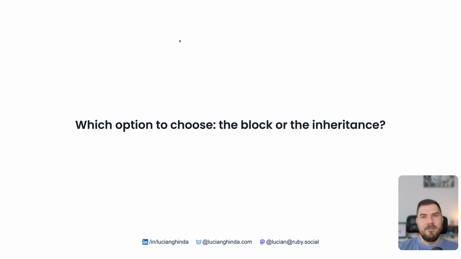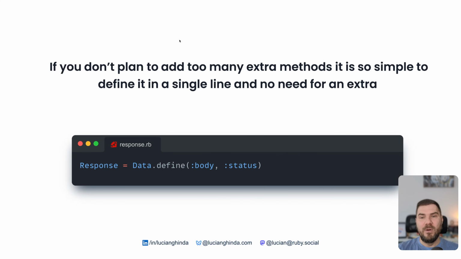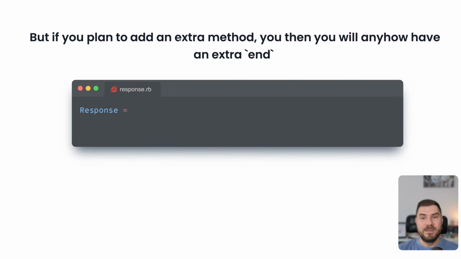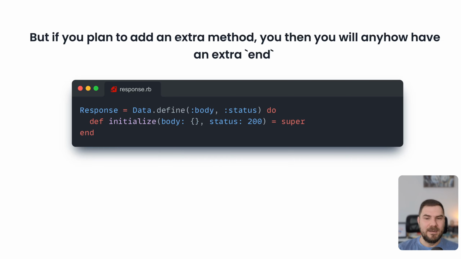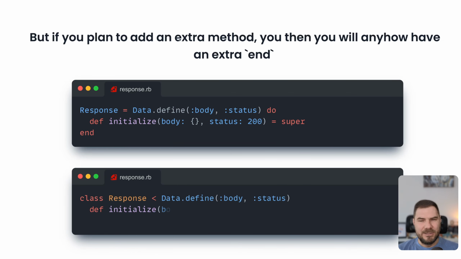One more thing: maybe you have the question of which option to choose, the block or the inheritance. Well, I cannot tell you which one is better. I can tell you that if we look at the documentation, the block definition is used in docs.ruby-lang.org. If you don't plan to add too many extra methods, it is so simple to define it using this block method. It's one single line. But if you start to add methods to it, then you will of course have an extra end. And actually, when looking at the code, it does not make too big of a difference between those two in terms of lines of code or the amount of characters that you need to read.